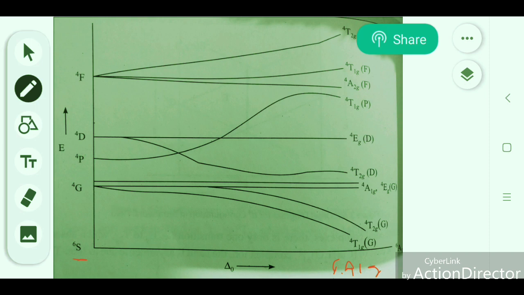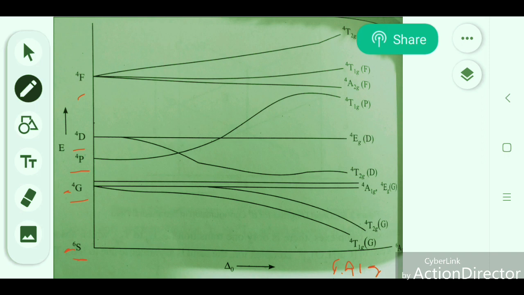So to describe the color of the complex, we have to discuss its transitions. The transitions may be due to the transfer of electrons between the different multiplicity terms. So 6S is the ground state term of D5 configuration, and the terms that have multiplicity 4 also have to be put in the diagram. So in the Orgel diagram of D5 configuration, the different multiplicity terms have been taken to describe the transitions. Why do the D5 configuration complexes show color? They show color because the electron will transit between the different multiplicity terms.